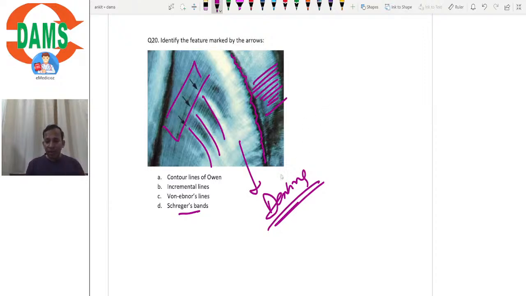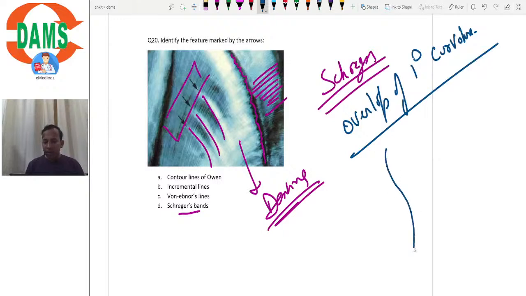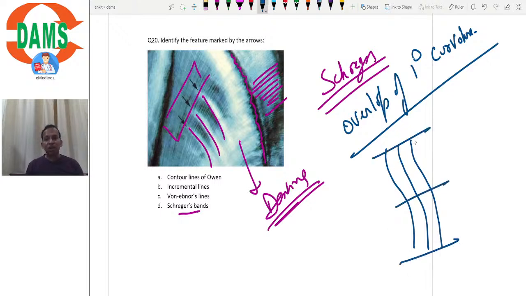In dentine, these Schreger bands form due to the overlap of primary curvature, right? We know that the dentinal tubule has an S-shape or a sigmoid curvature. So you can see this primary curvature, when it overlaps, it forms the Schreger bands. So in the entire thickness of dentine, only two bands will be seen, one dark and one light.